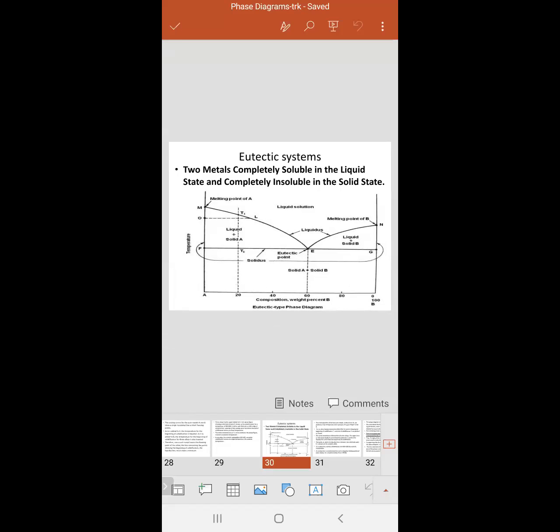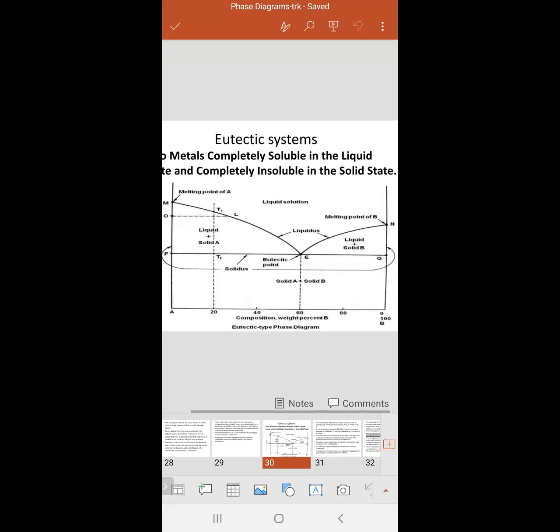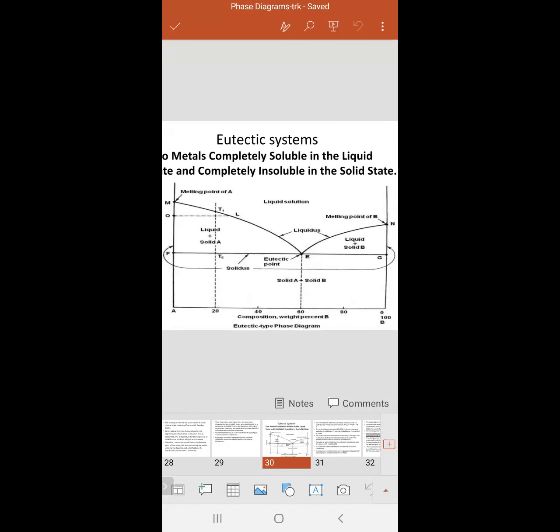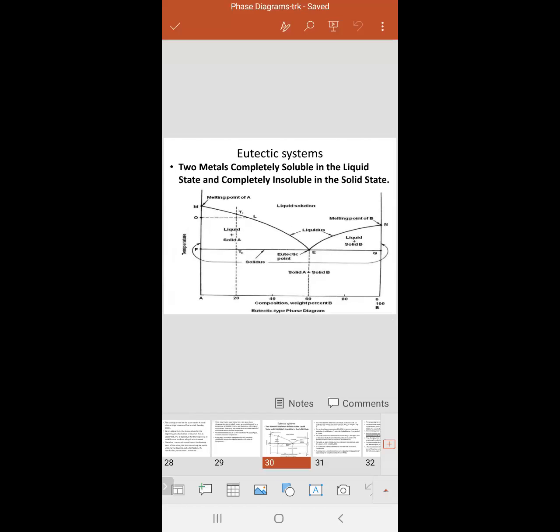This is the eutectic phase diagram, M E N. This is the one curve. Above that curve, the portion is the liquid solution, that is, above the melting point temperature of the two metals, A and B. The curve M E N is the liquidus line.